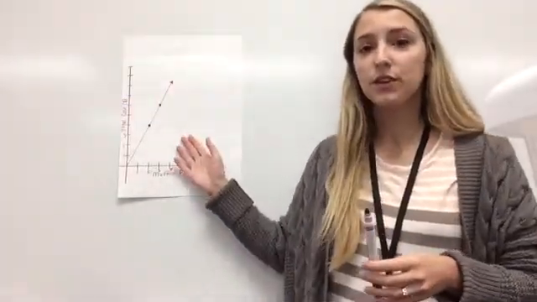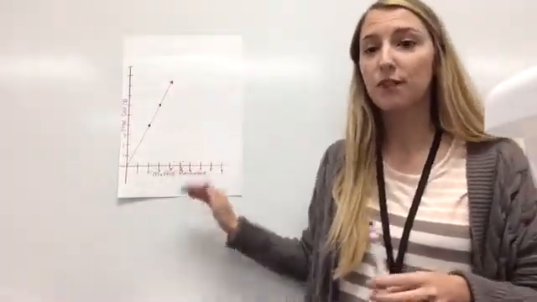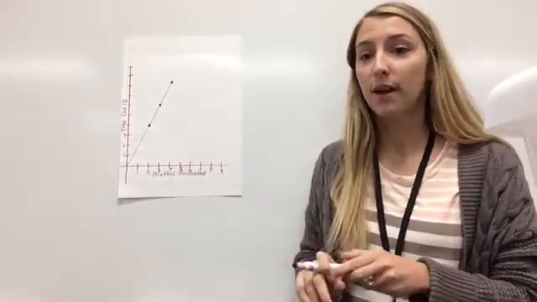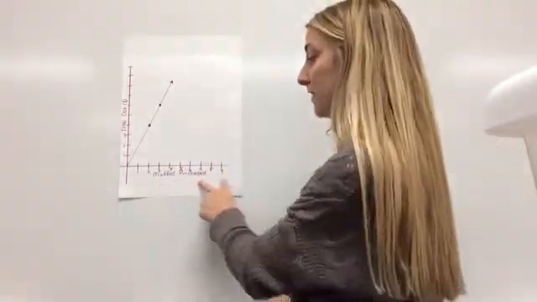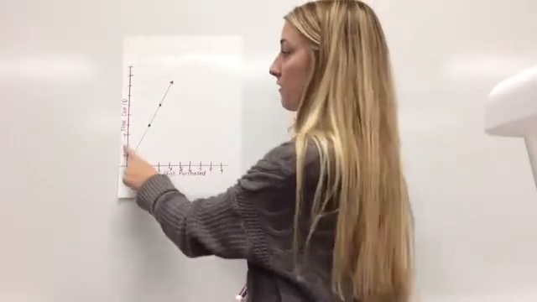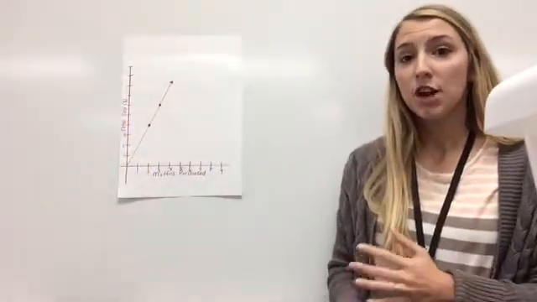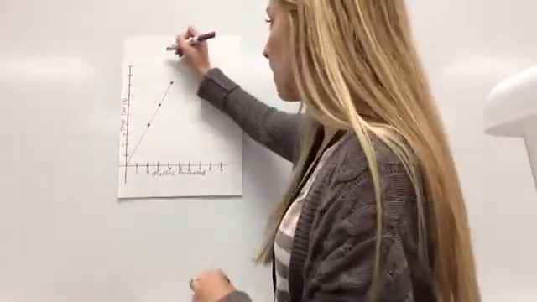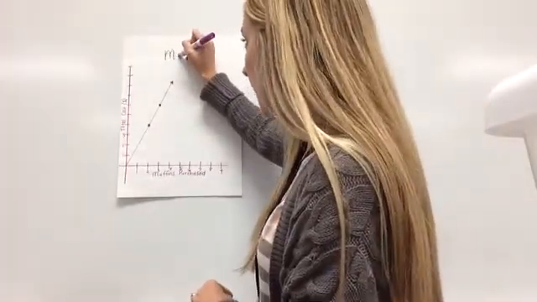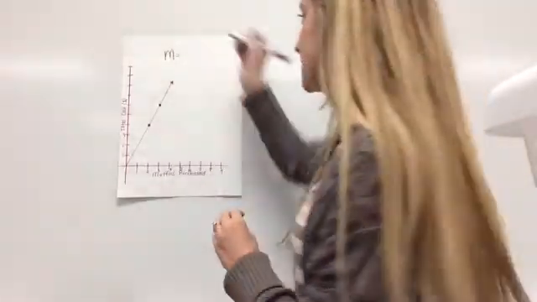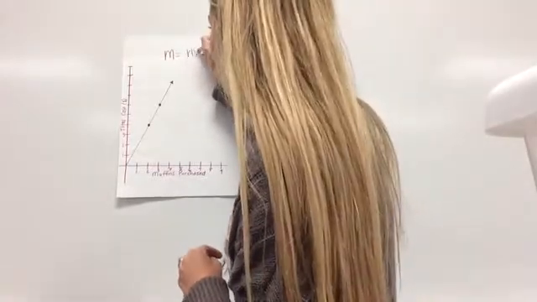Okay, next we're going to learn how to find the slope whenever we're given a graph. So in this case, we have the muffins purchased as our x and our y is the total cost, just in case you can't read that. So like we said, M represents slope, and M is the rise over the run.